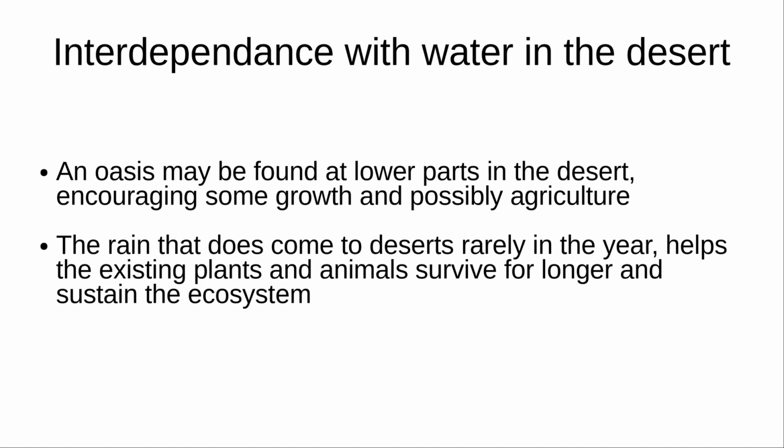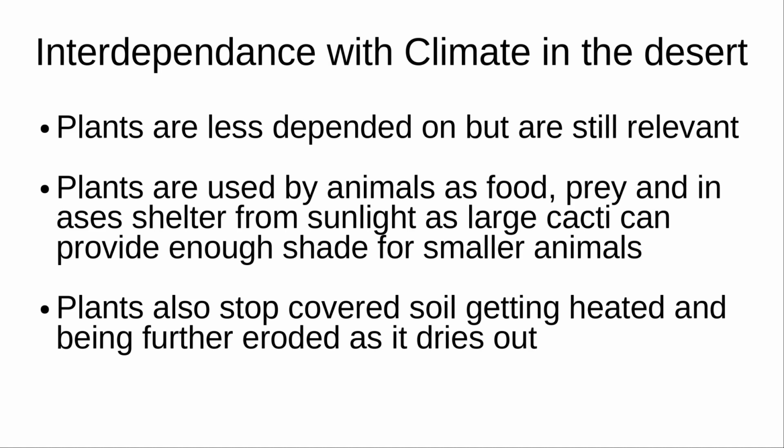The rain that does come to deserts rarely in the year helps the existing plants and animals survive for longer and sustain the ecosystem. Plants are less important and depended on, but still relevant, as plants are used by animals for food, prey, and as shelter from the sunlight, as cacti can create large shades if they are large enough. Plants also stop covered soil from getting heated and being further eroded as it dries out.